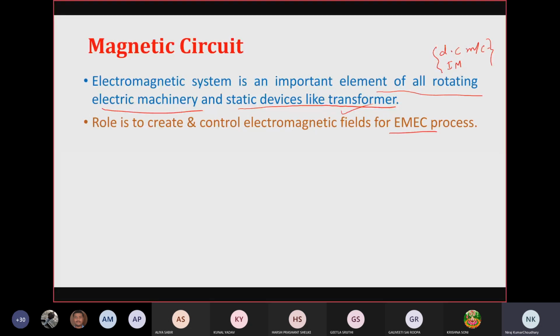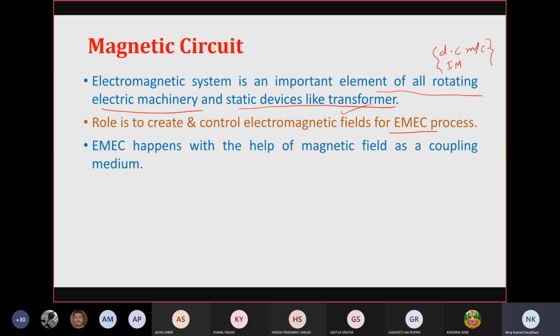Its role is to create and control electromagnetic fields for the electromagnetic energy conversion process, right? You know that there should be an electromechanical energy conversion process in order to convert the electrical quantity to the mechanical quantity and vice versa, right? So electromechanical energy conversion happens with the help of a magnetic field as a coupling medium. This means the conversion is only possible if we have a magnetic field in the two mediums, right?